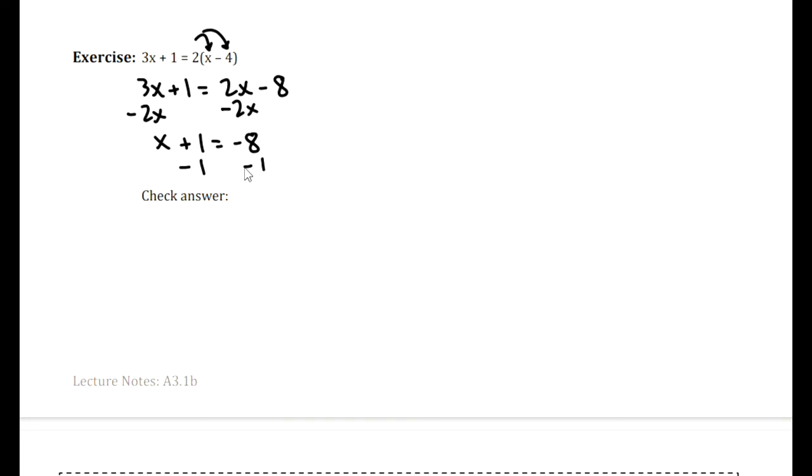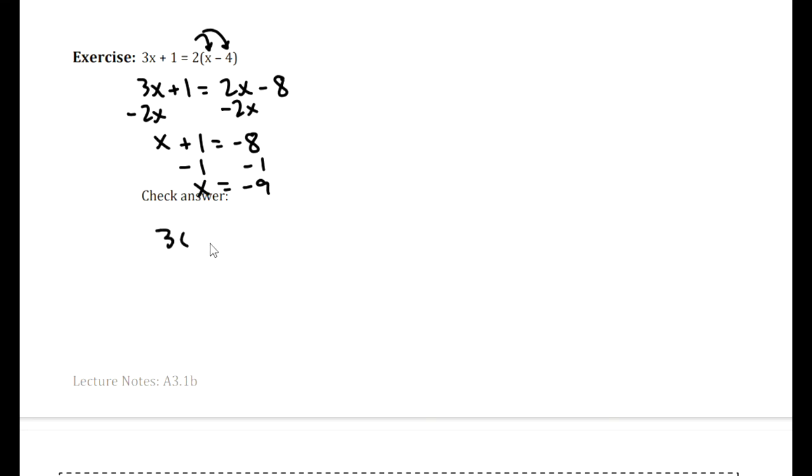Sometimes our equations will have parentheses, so we want to break up those parentheses early on. Then we'll bring all of the variables to one side. So 2 is less than 3, so in this case it'll be easier if we move the 2x to the left, so that'll give us x plus 1 equals negative 8. We subtract the 1, again doing the opposite. If it's x plus 1, we subtract a 1. So that'll be x equals negative 9.